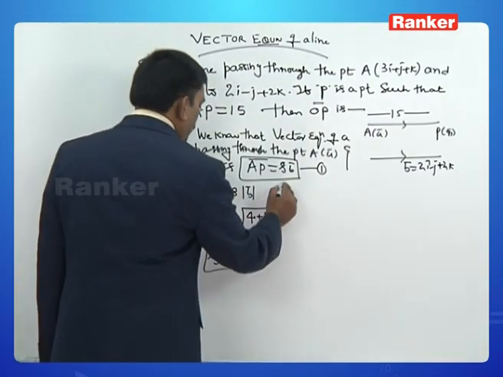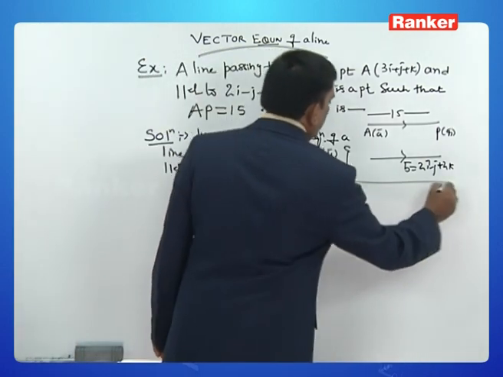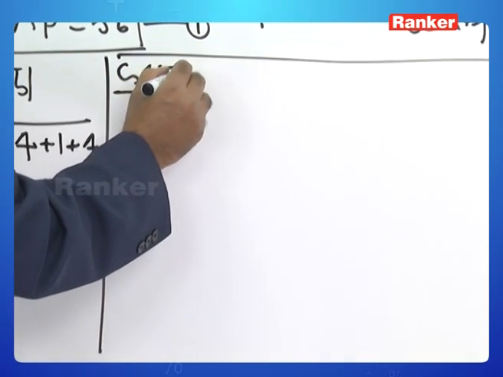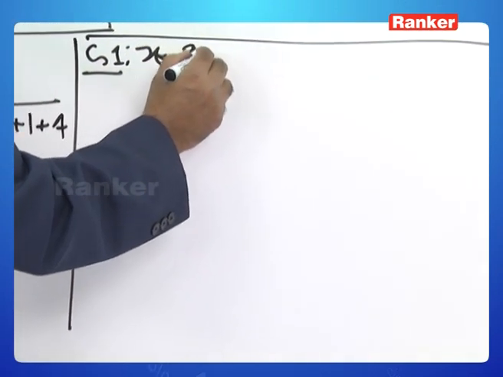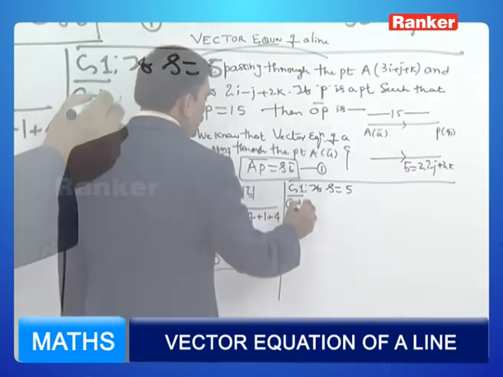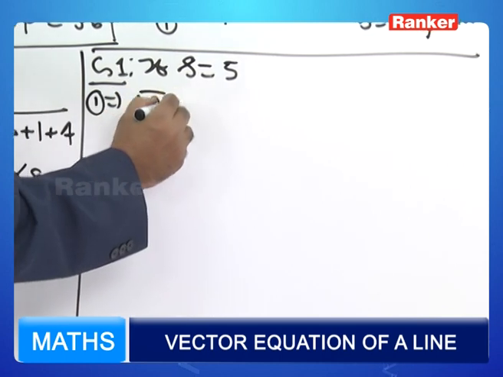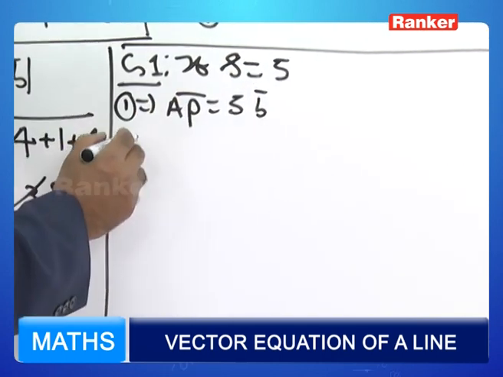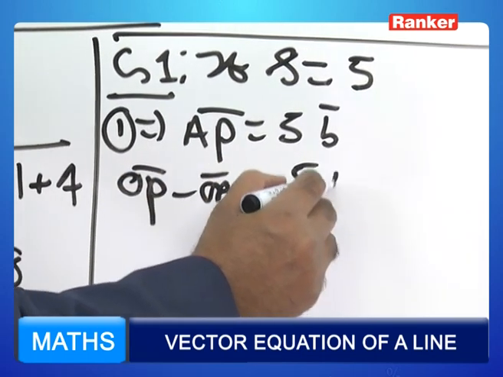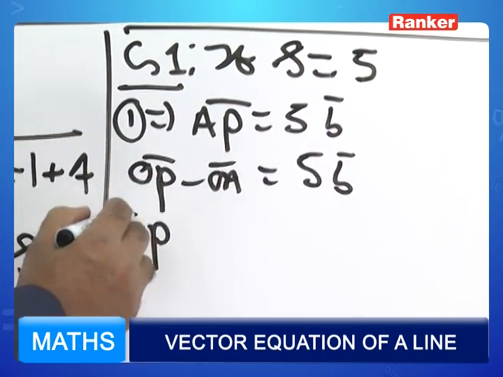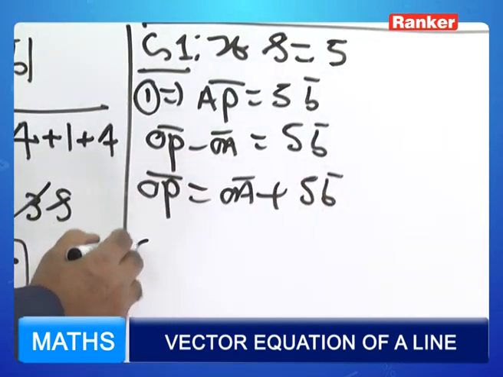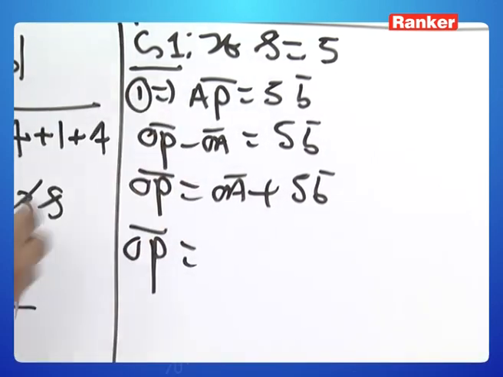Now, case 1: if s is equal to plus 5, then AP bar is equal to 5 into B bar. This is OP minus OA, equal to 5 into B bar. OP bar is equal to OA bar plus 5 into B bar. Therefore, OP bar is equal to, what is OA bar?